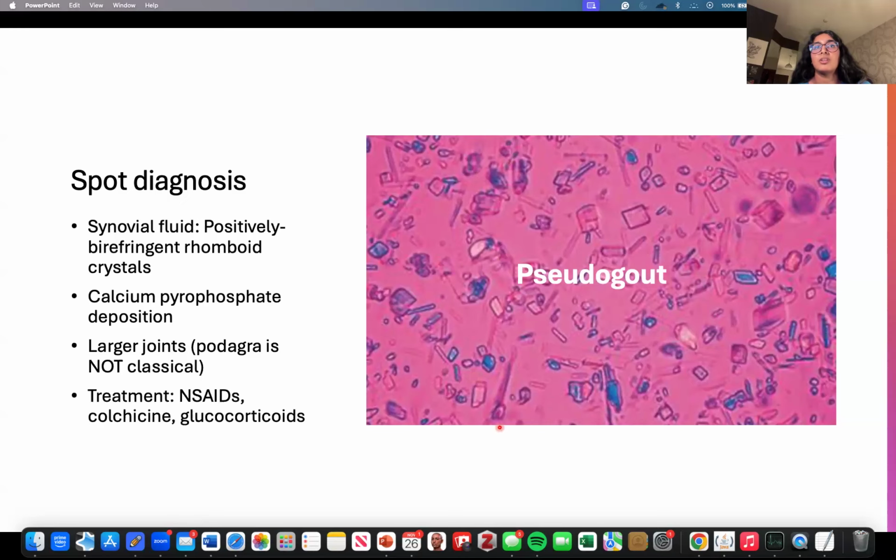Normally it affects the larger joints. We'll go through the summary slide. But yeah, treatment: NSAIDs, colchicine, glucocorticoids. No point in using allopurinol or febuxostat because it's not a uric acid problem.